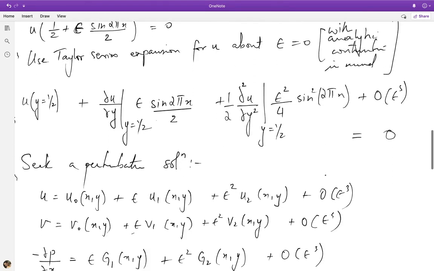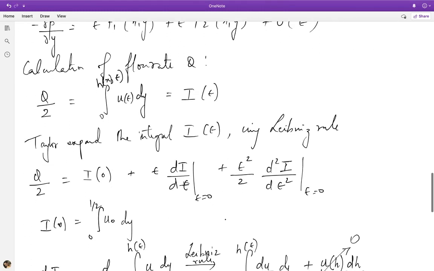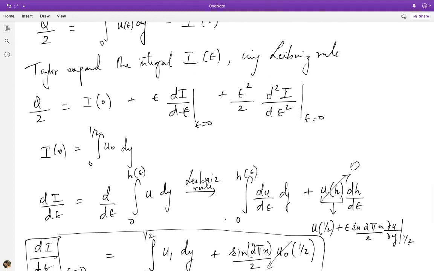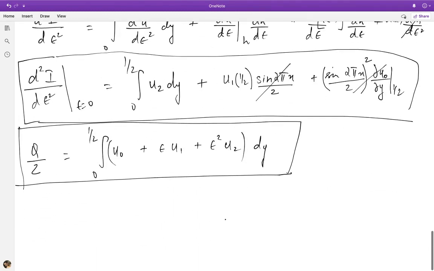But the other subtlety is whenever you're calculating integrals across the domain, you need to be careful to express those integrals as Taylor series using Leibniz rule in order to get the correct result from the solution of the domain perturbation problem for those integrals.